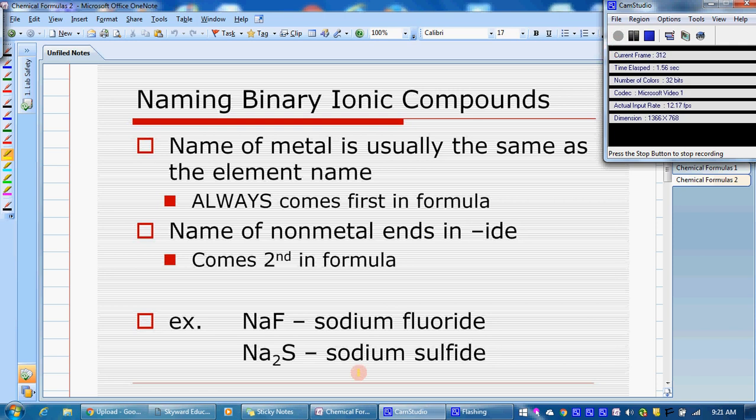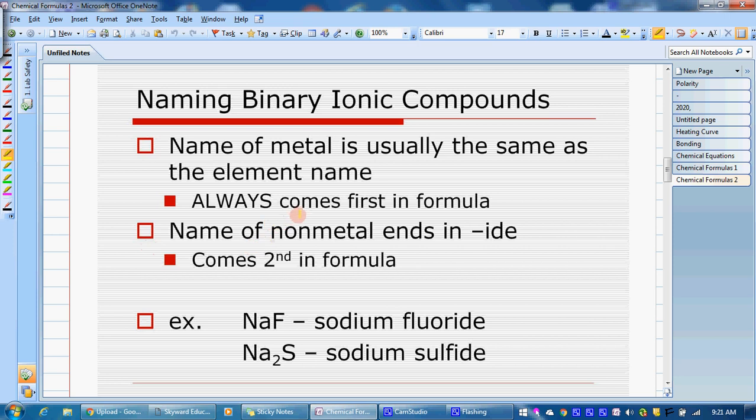Now we're going to talk a little bit about naming binary compounds, and we've done this just a little bit already, but remember that the metal is the same as the name of the element. Always, always first, you guys. So the metal is always first. The non-metal then is going to end in IDE, and always comes second. Okay, so here we have sodium fluoride ends in the IDE, and then sodium sulfide ends in the IDE. So sodium stays the name of the metal.